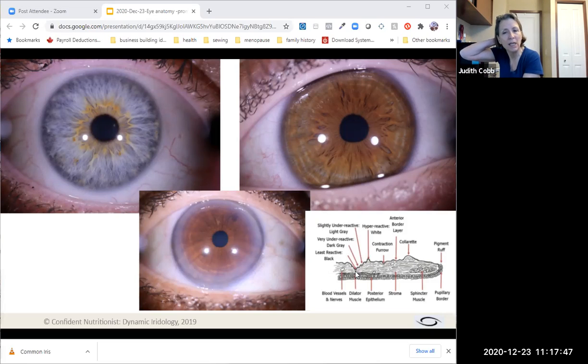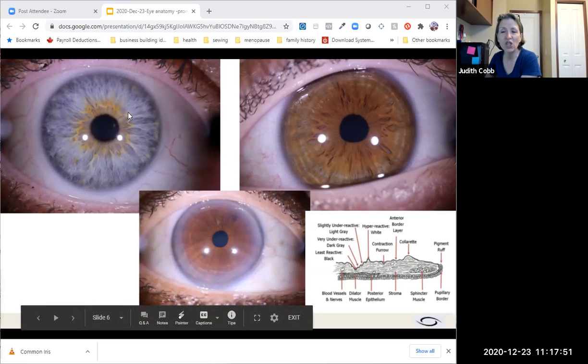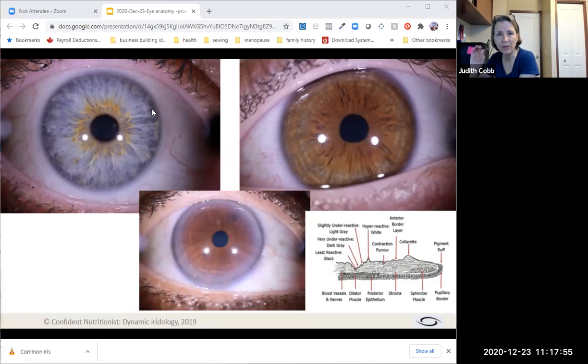And so we need to be aware of that, because then we know that these shaded areas may, depending on the person's health and what they're doing for their well-being already, need some support. But we need to ask questions. We need to understand our client more than just looking at an eye photo.